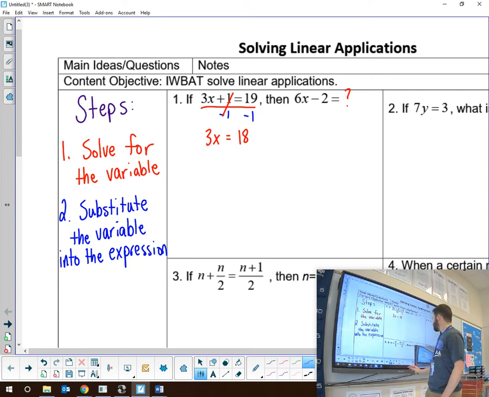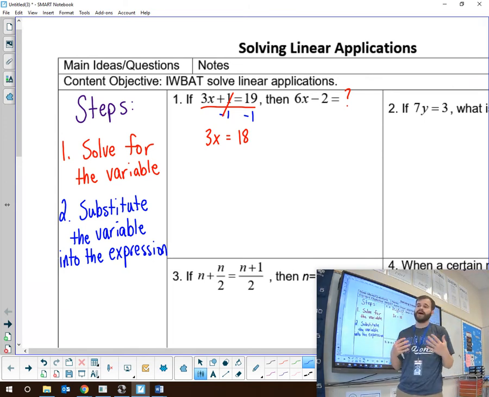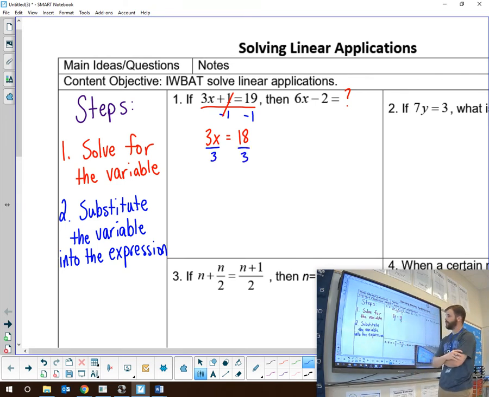Okay, let's get rid of this 3. Now this 3 is being multiplied to the x. So to be able to get rid of that 3, I need to divide by 3. So I'm going to divide this side by 3, and I'm going to divide this side by 3. So that gives me 3x divided by 3 is just 1x. Got our x by itself. We did it. Now 18 divided by 3 is going to be 6. So I'm left with x equals 6.